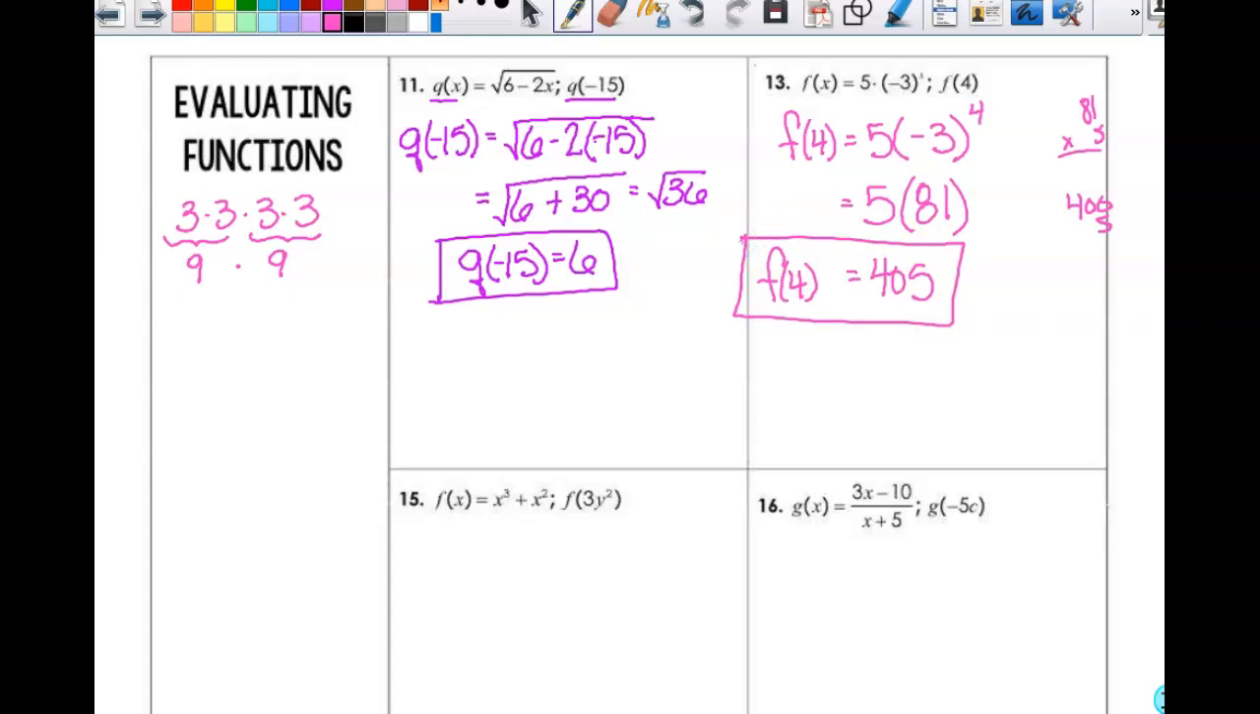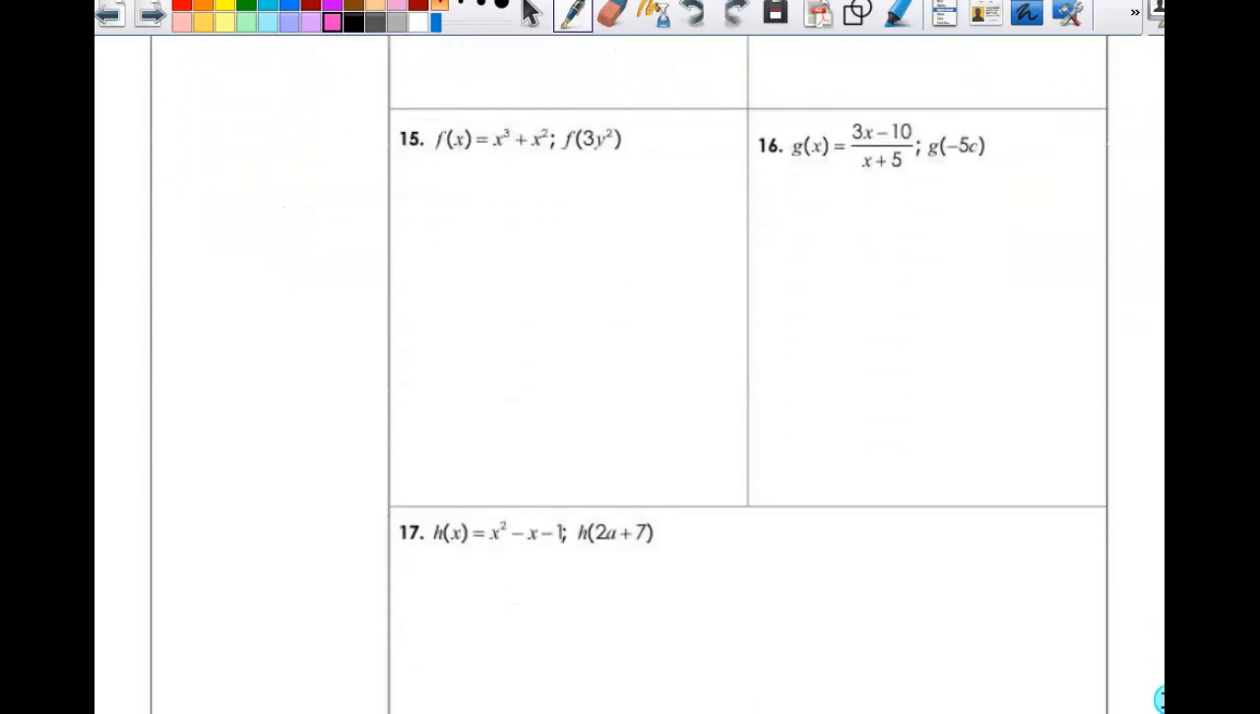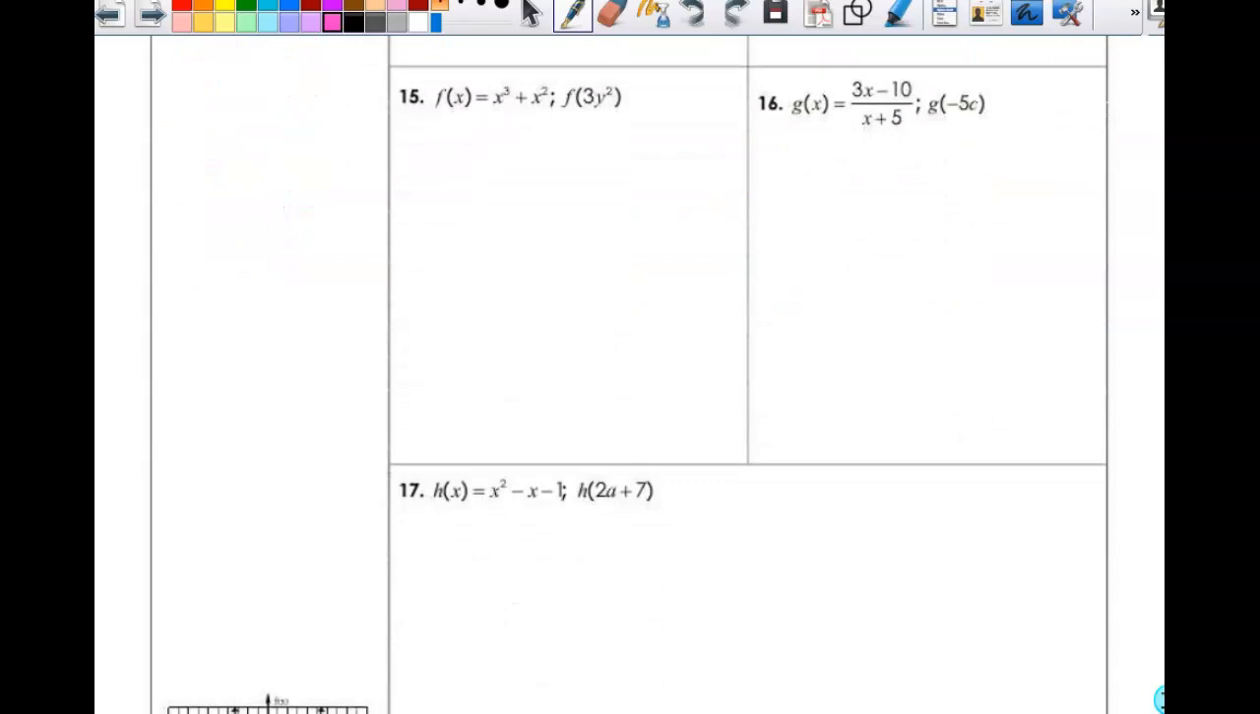Okay. All right. Let's look at 15. So this gives me I want f of 3y squared. So f of 3y squared. That means everywhere I see an x will be a 3y squared. So I'll get 3y squared cubed plus 3y squared squared.